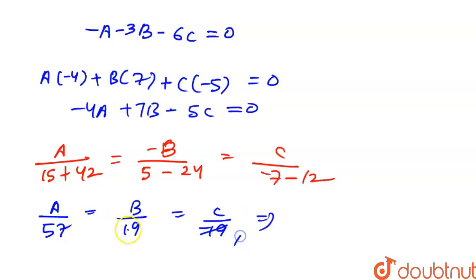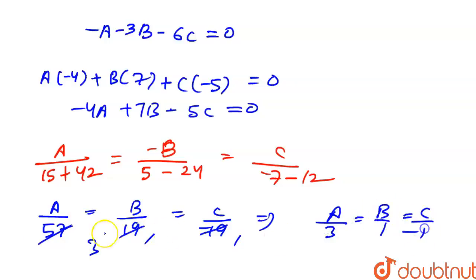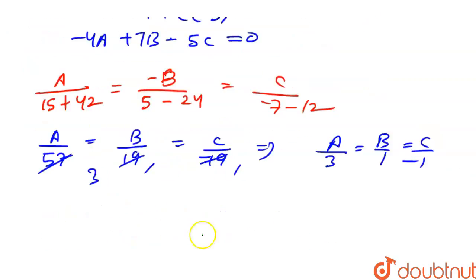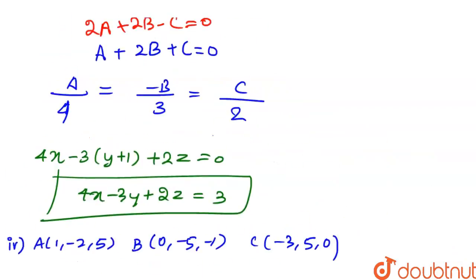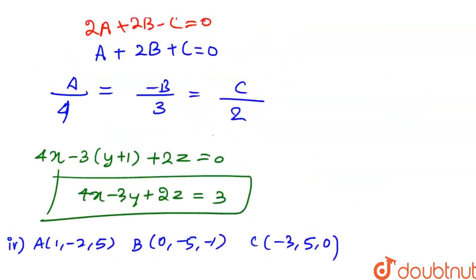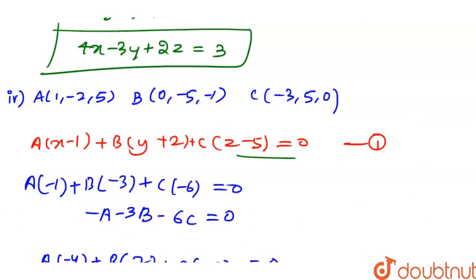So this will be cancelled out, 19 once, 19 three times. So a upon 3 is equal to b upon 1 is equal to c upon minus 1. Putting these direction ratios into the first equation will give us x minus 1, y plus 2. So 3 times of x minus 1, plus b times of y plus 2, then c times of z minus 5. So plus c is minus 1 now, z minus 5 is equal to 0. Right, this is what our first equation for this part, right?